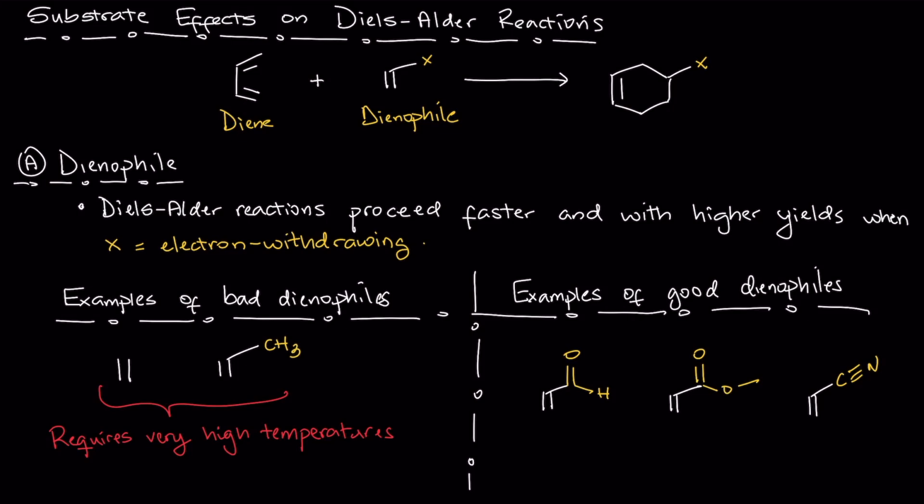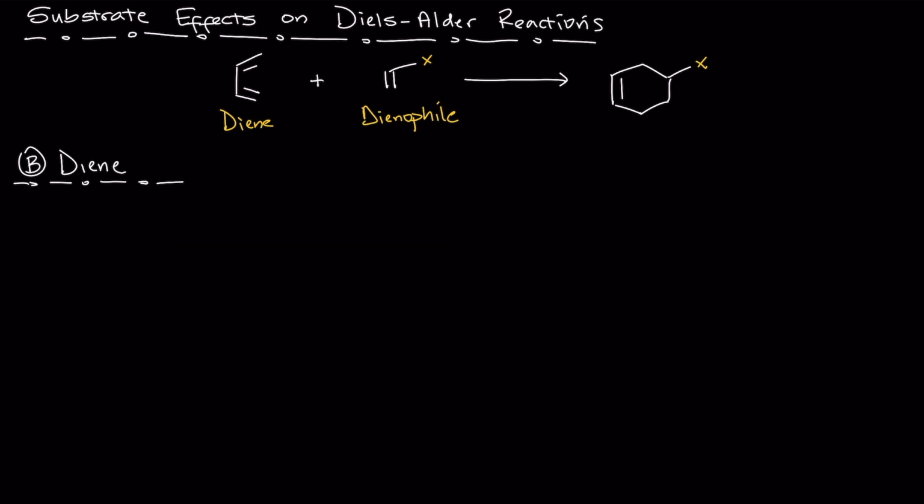The more electron withdrawing your dienophile X groups are, the better your dienophile is at engaging with a diene in a Diels-Alder reaction. And now let's focus on the diene, so the other substrate in our Diels-Alder. The key factor that affects the reactivity of our diene is actually structural. So the structural requirement for a diene to engage in a Diels-Alder reaction is that the diene must exist in what we call an S-cis conformation.